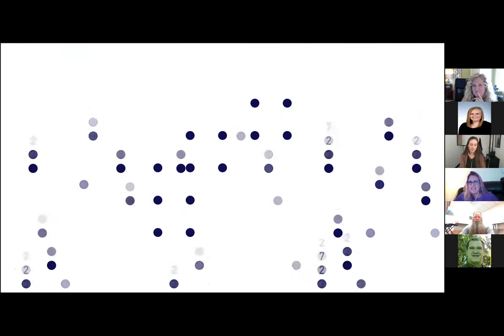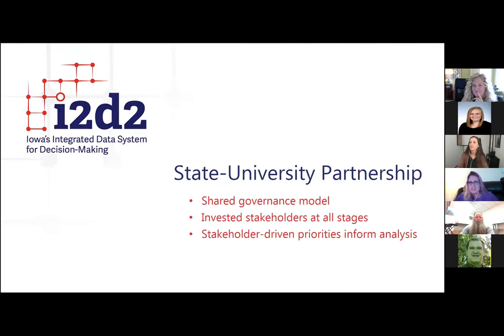So Iowa's Integrated Data System for Decision-Making, affectionately called I2D2, is a state university partnership that really reflects a shared governance model that has invested stakeholders at all stages of the process. One of the things that Amy introduced was that if you want to talk about equity, you need to talk about it at all phases, right? Data collection, even just thinking about what data you have and why you want to ask the questions. So one of the things that's really essential to our process is having those stakeholders included at all phases. And our system has evolved and really centralized stakeholder-driven priorities, so that our research questions are not asked unless it's something that our stakeholders have said that they want asked.